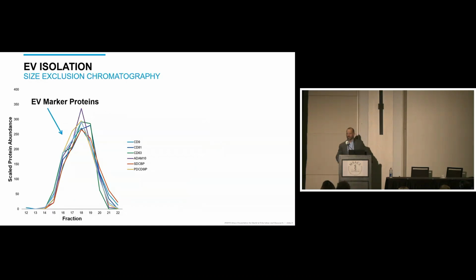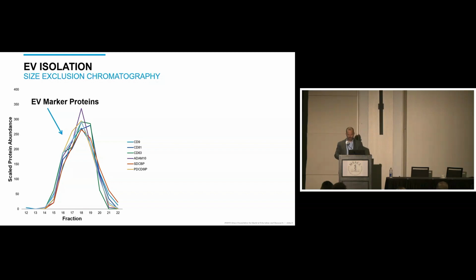So we use size exclusion chromatography to isolate EVs from plasma or any complex biological matrix. This particular figure is showing the scaled protein abundance of several EV marker proteins as they elute off an SEC column. The thing about SEC is it separates by size. So large molecules are going to elute from the column first, whereas small soluble proteins are held back as they interact with the pores in the resin.